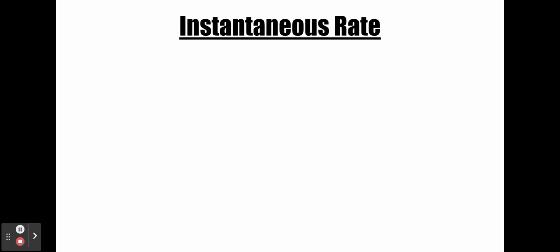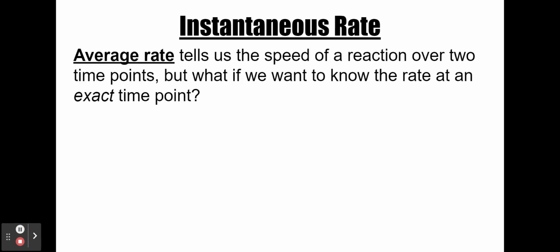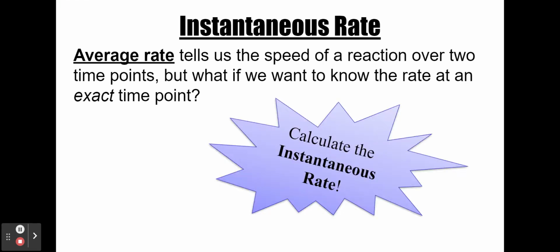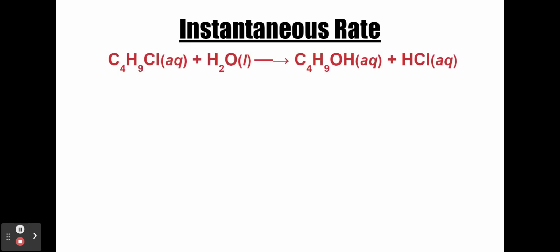So instantaneous rates. The average rate, as I was saying, tells us the speed of a reaction over two time points, right? So we get a final point and an initial point, and we figure out what the difference in those points is. But if we want to know the rate at an exact time point, that's going to be our instantaneous rate. How do we calculate that?